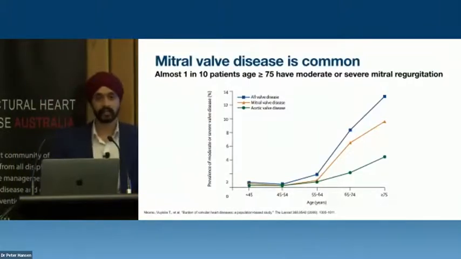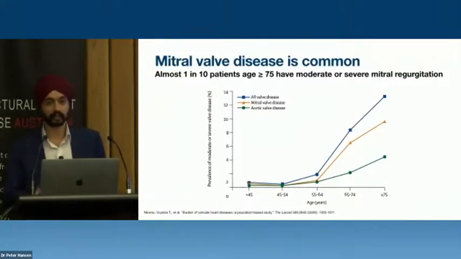So the first thing to note is mitral valve disease is common. We always see this slide. We know that the prevalence increases with age. Once you hit the age of 75 and older, the incidence of moderate or severe mitral regurgitation approaches almost 1 in 10 patients. So it's a significant problem. It's the most common valvular pathology that we see in clinical practice.